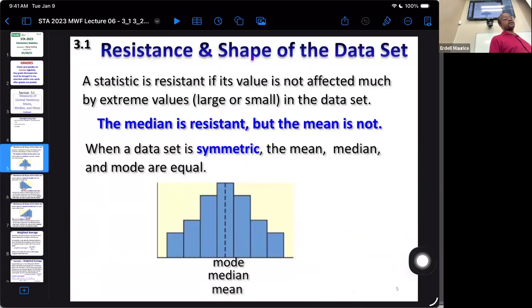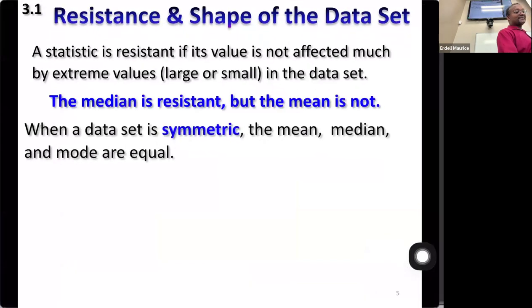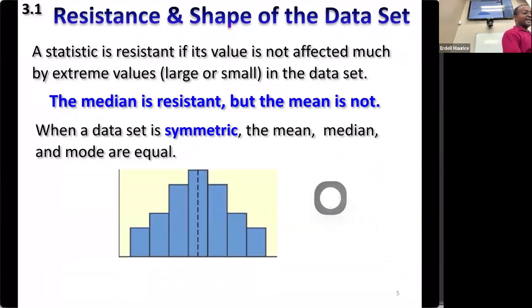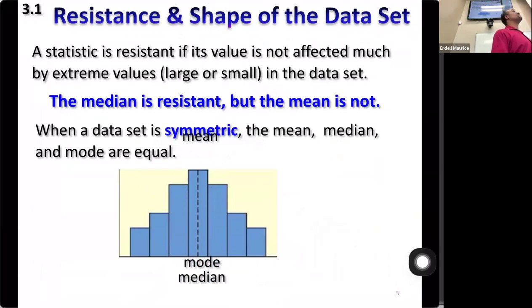The way we compare the mean and the median is by use of something called resistance and shape. If the data set has a symmetric shape, it will turn out that the mean, the median, and the mode are all the same value. If you have a symmetric data set, highest in the middle, and you slowly taper off on both sides, your mean, your median, and your mode will all be the same value. Okay? Questions there?